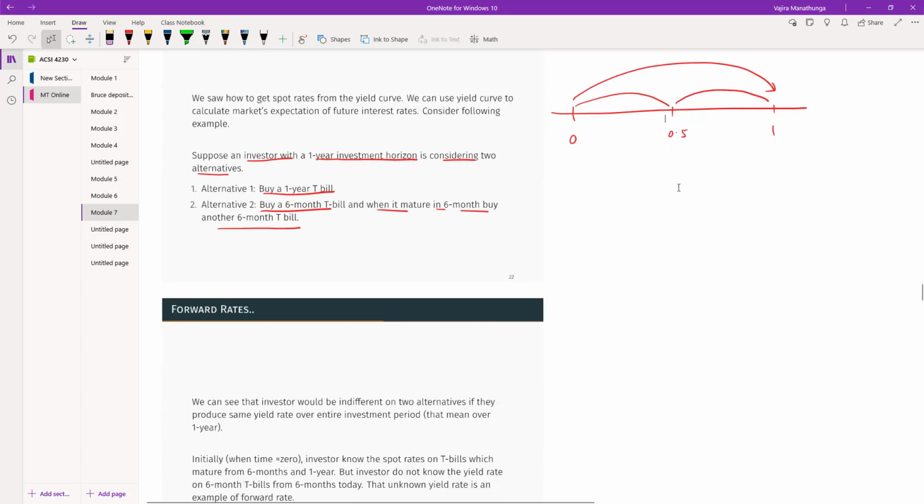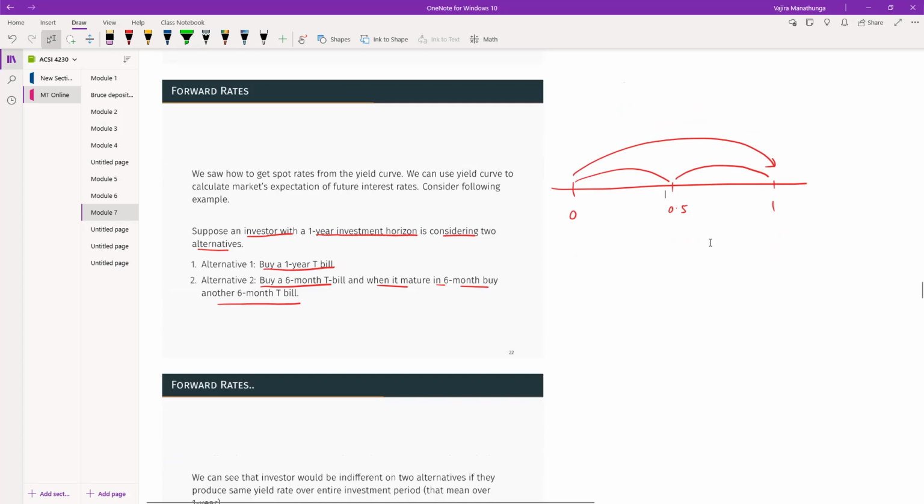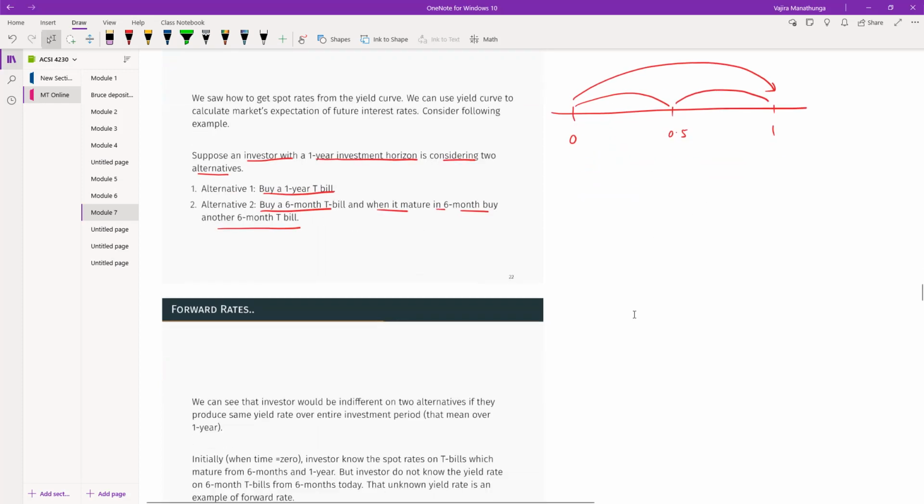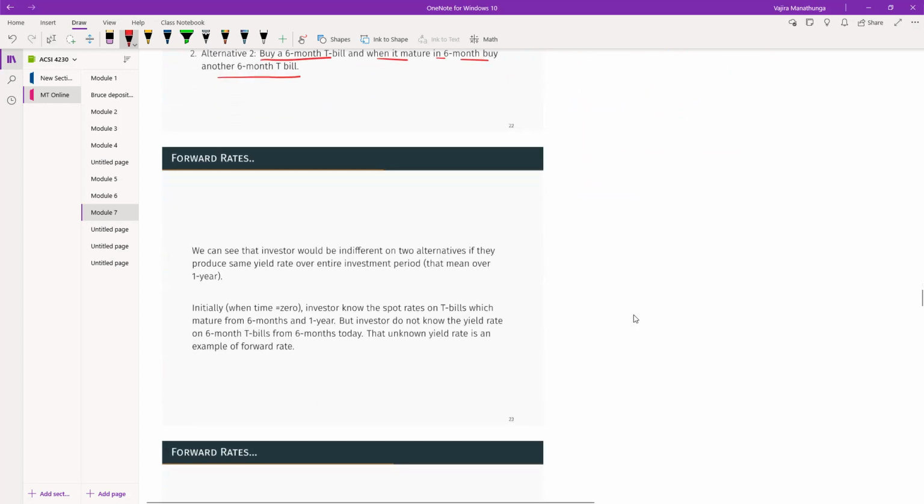We can see that the investor would be indifferent between the two alternatives if they produce the same yield rate over the entire investment period. So that means over 1 year. If the price is the same, so the yield rate you receive from this investment is the same, then you are indifferent. So initially, at time zero, the investor knows the spot rate on T-bills which mature in 6 months and 1 year. But the investor does not know the yield rate on a 6-month T-bill from 6 months today. So that unknown yield rate is an example of forward rate.